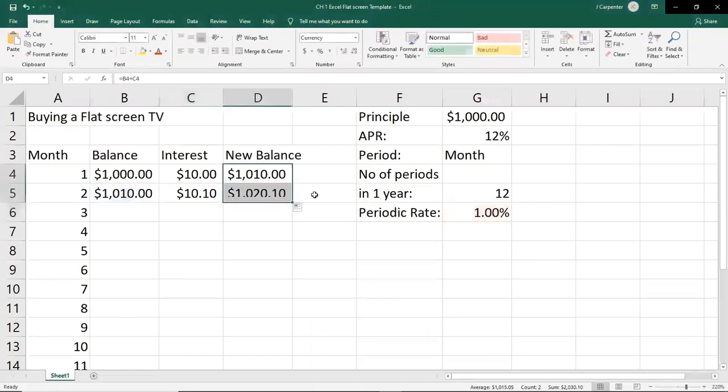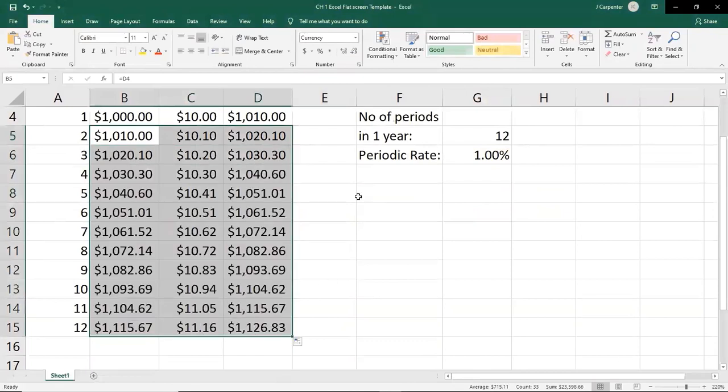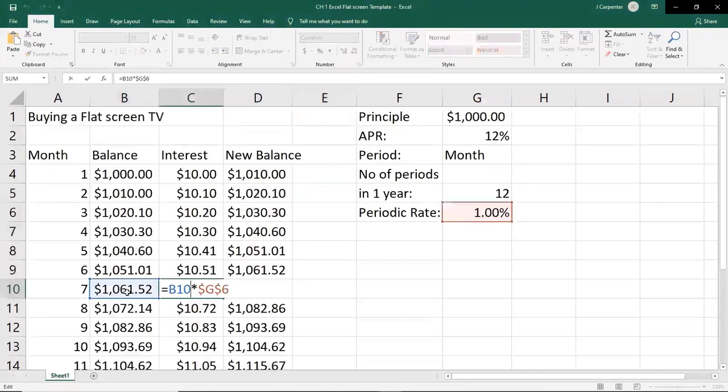Let's drag the new balance formula down, and then I can just highlight all 3 of these, grab the fill handle, and take this all the way down to month 12, and we get the same answers that we saw before. And if I double click any of these interest formulas, you can see that the blue box moves down to the appropriate month, but the red one does not.